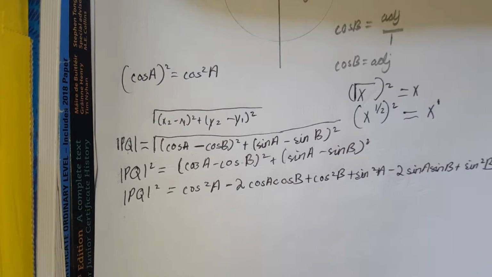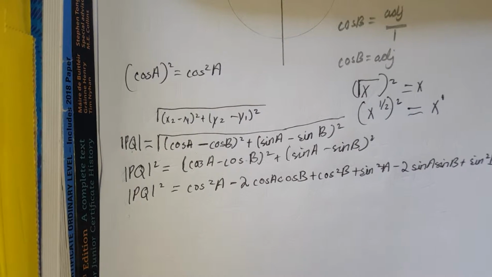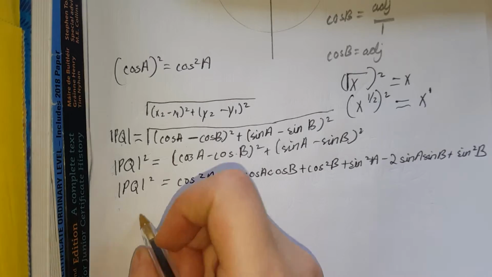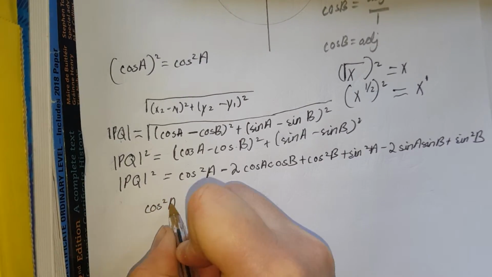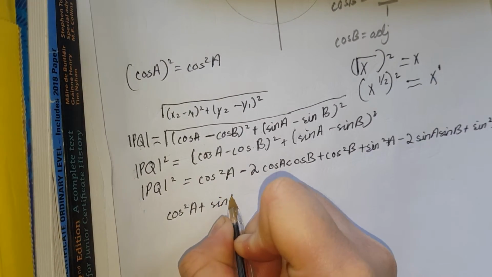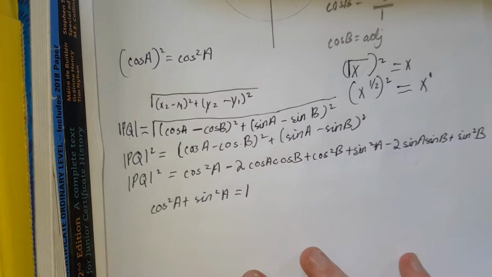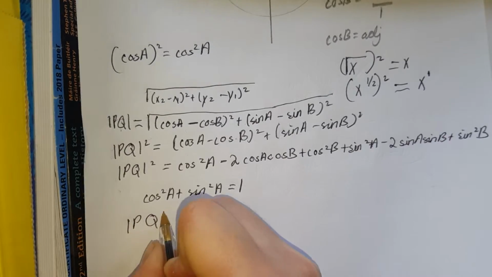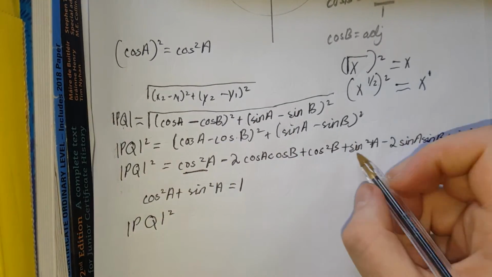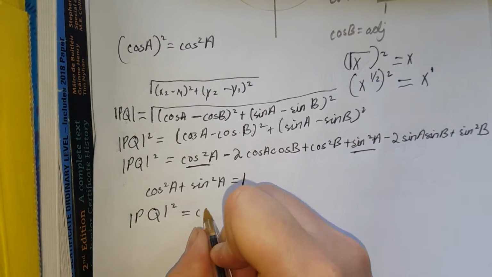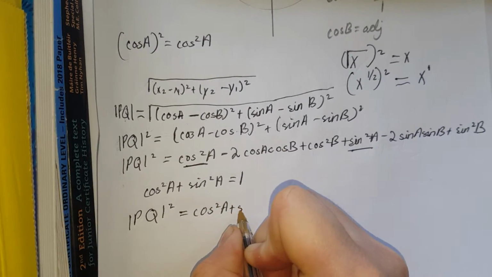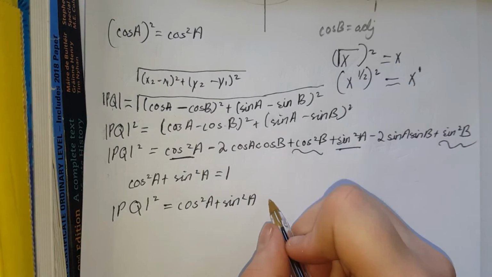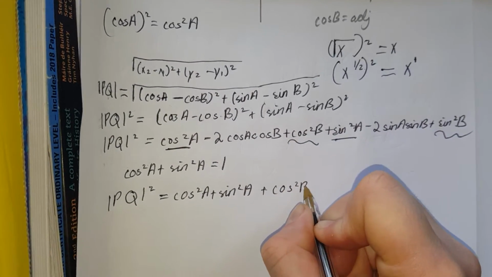Now we're going to try and tidy this up a little bit. We remember from our first trigonometric identity proof that if we have cos squared of an angle plus sin squared of that same angle, the answer equals 1. So if we group those together, we have cos squared A and sin squared A alongside each other, and we also have cos squared B and sin squared B beside each other.